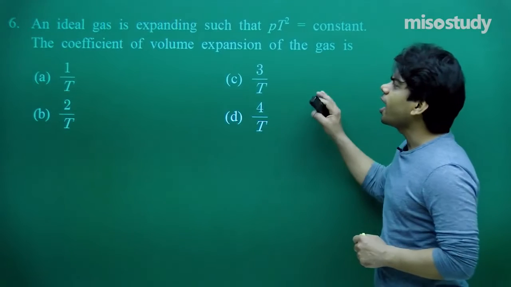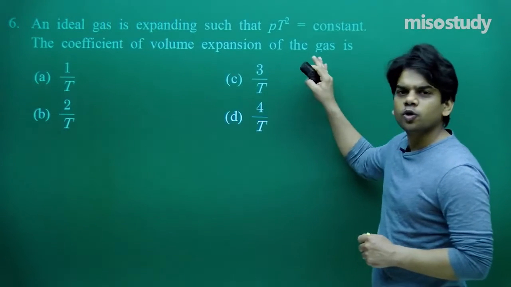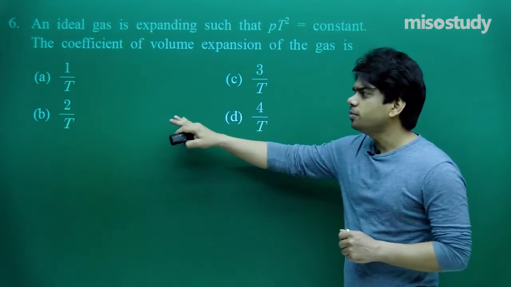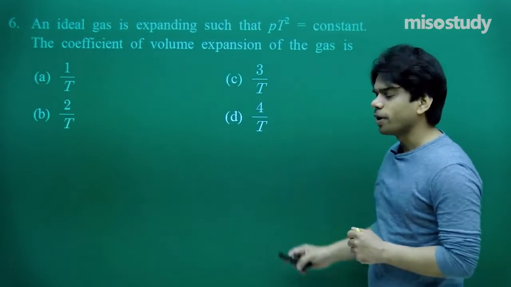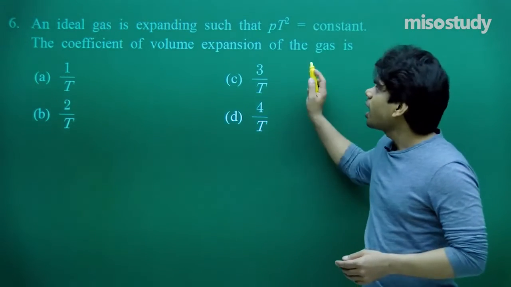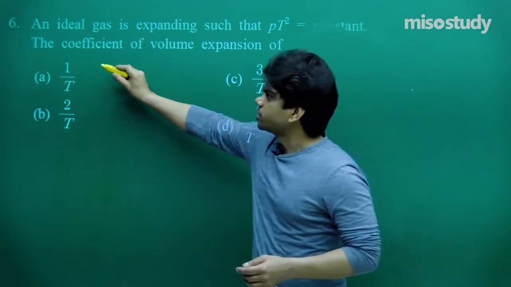Question number 6: an ideal gas is expanding such that PT² equals constant. The coefficient of volume expansion of the gas is: A) 1/T, B) 2/T, C) 3/T, D) 4/T. Given the 4 options, we need to choose which option suits best, and we need to find out the coefficient of volume expansion.